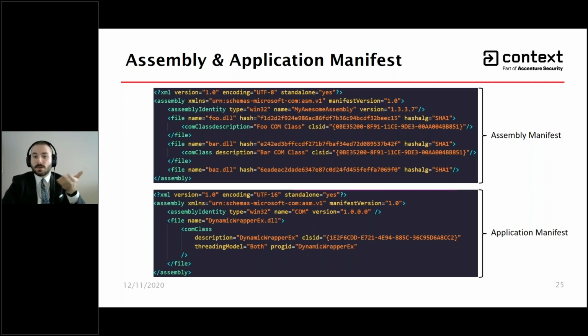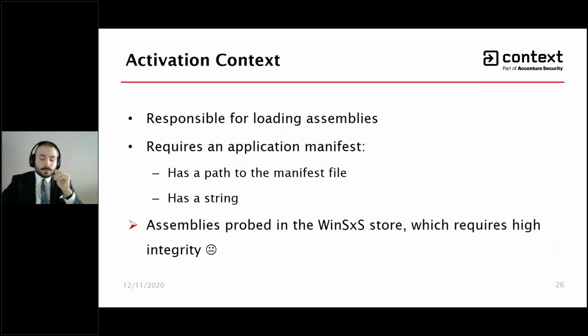Here we have an example where, from within the DynamicWrapperEx DLL, we want the DynamicWrapperEx class, and we provide the CLSID of the class. In order to have all of that working, we need to create an activation context, which will be responsible, based on an application manifest, for loading from an assembly the DLLs that are required.